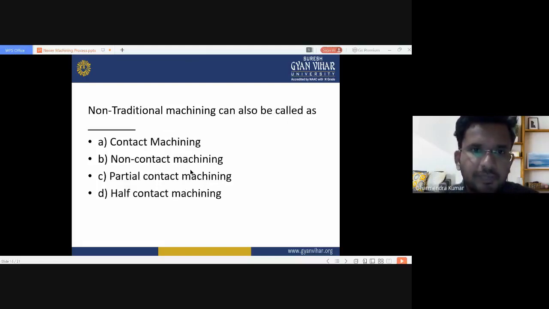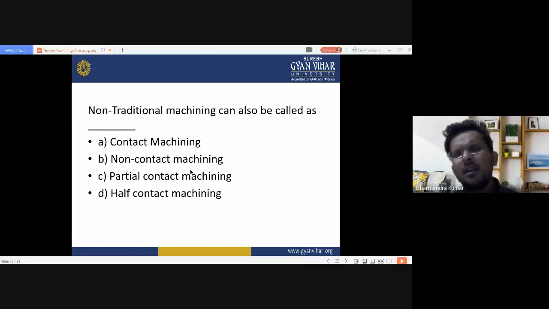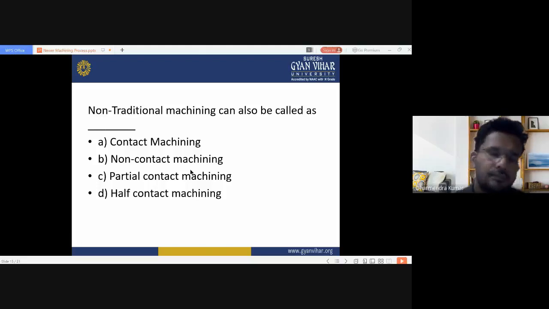Now the second multiple choice question is: non-traditional machining can also be called as. There are four options. One is contact machining, second is non-contact machining, third is partial contact machining, and fourth is half contact machining. We have seen earlier that in traditional or conventional machining, there is physical contact between tool and workpiece. Then surely option A is not the answer.